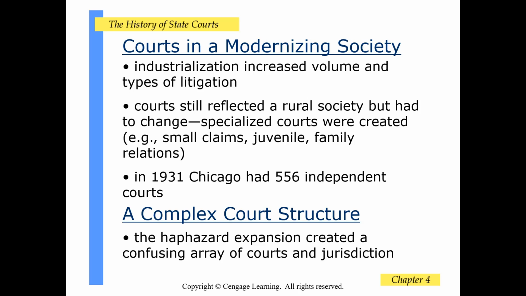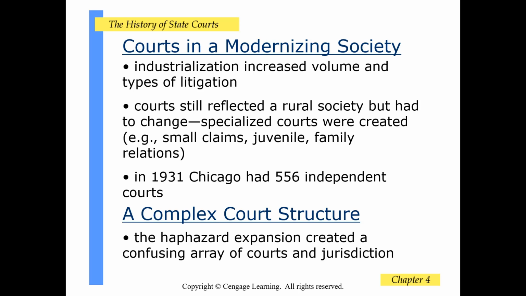Courts in our modernizing society have increased in volume and types of litigation. Courts still reflected a rural society but had to change based on industrialization, so specialized courts were created, for example, small claims, juvenile, and family courts.